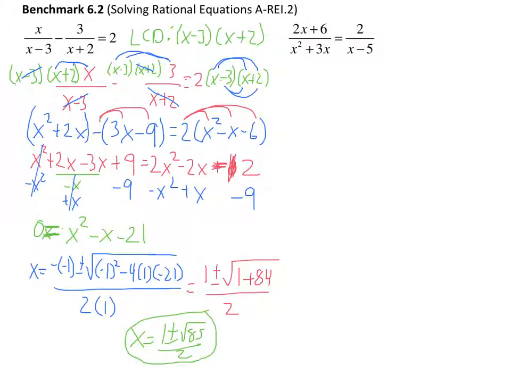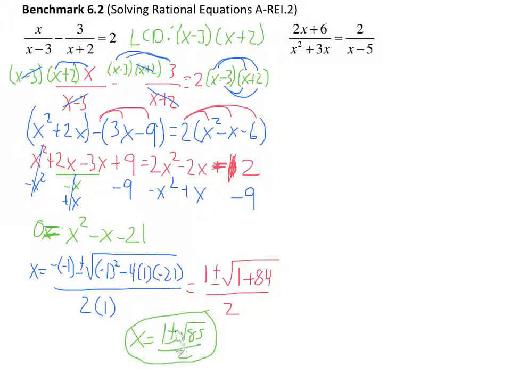And this does not look like it can reduce to a nice square root. So this is my final answer. Yes, it's an ugly answer. Now we have to check for extraneous. So 3 would make a 0 here, and negative 2 would make a 0 here. This is not 3 or negative 2, so this will not have extraneous.